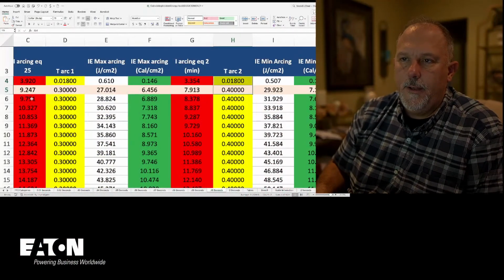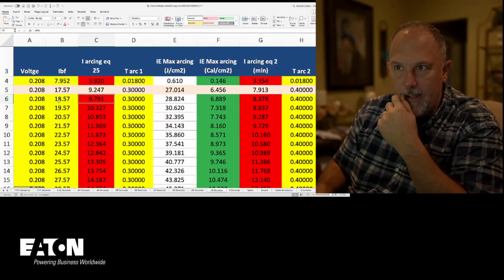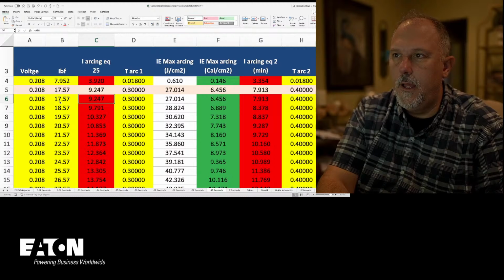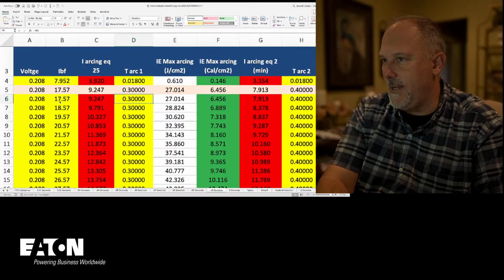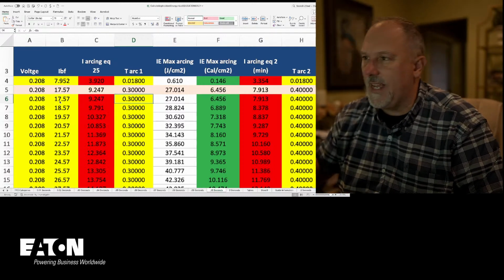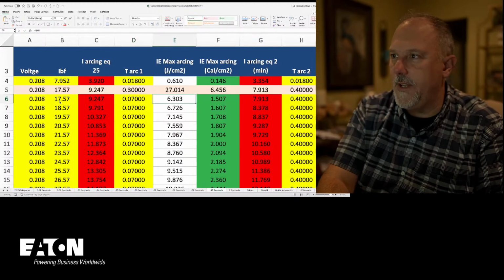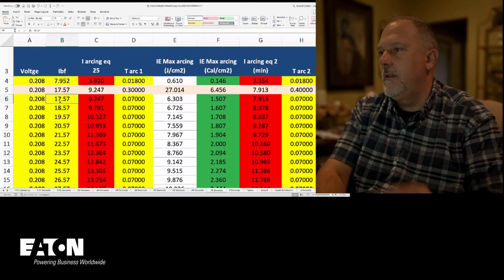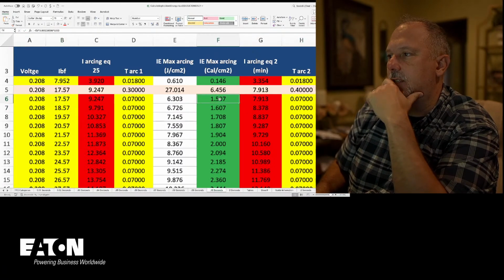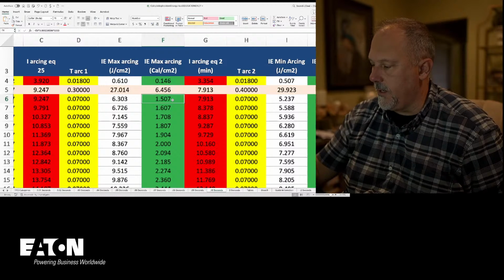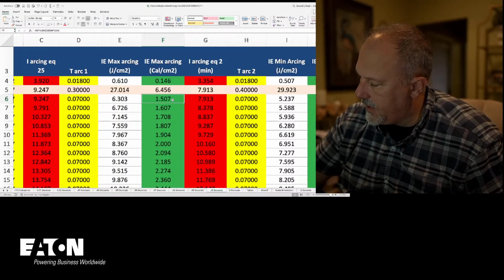So if I go to monitor 1, I'm going to put the same numbers in, 17.57. My clearing time, there's my 2 values. My clearing time is 0.07 seconds. My higher incident energy is now 1.5 calories per centimeter squared.